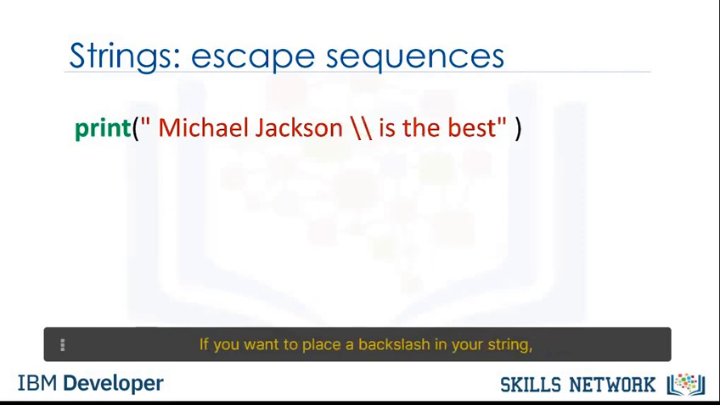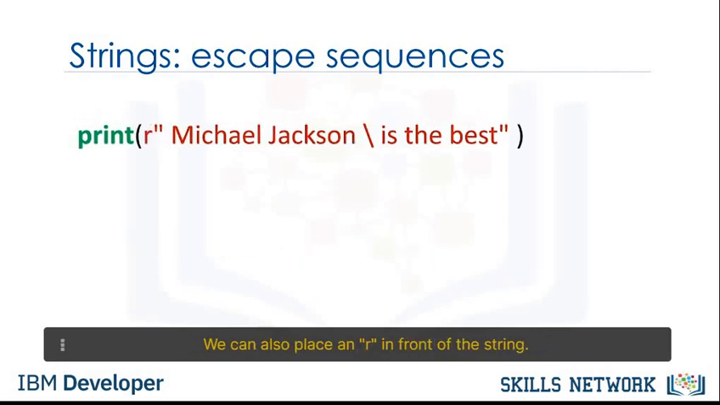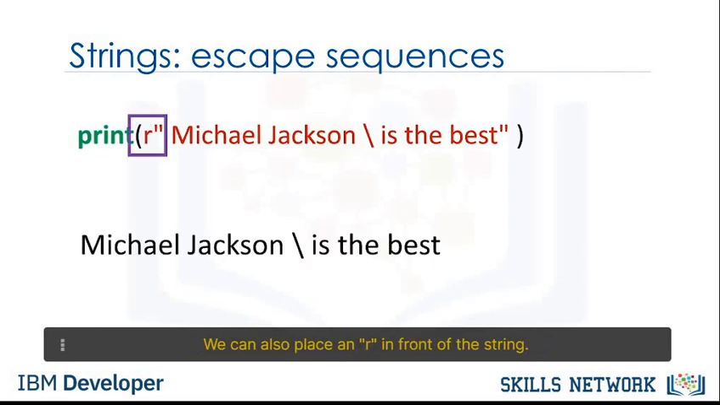If you want to place a backslash in your string, use a double backslash. The result is a backslash after the escape sequence. We can also place an r in front of the string.